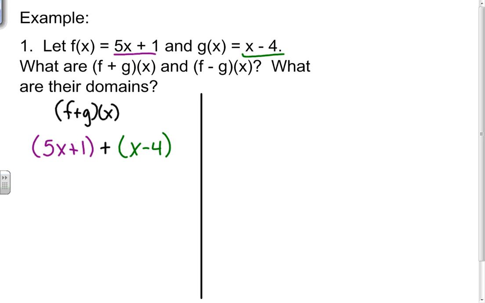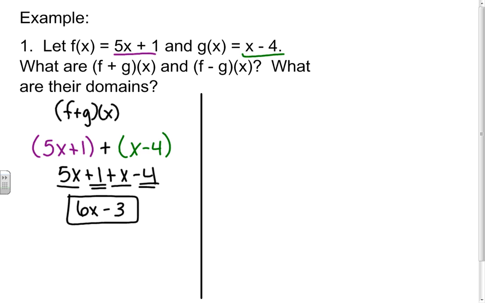All I need to do is add them. Now, when addition is involved, the parentheses aren't really necessary, so you might be a little bit more comfortable if you write it without the parentheses. All you need to do is combine like terms. 5x and x is 6x. 1 and negative 4 is negative 3. That's the expression of f plus g of x.